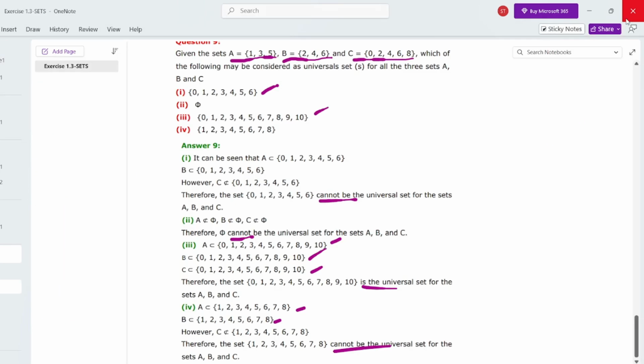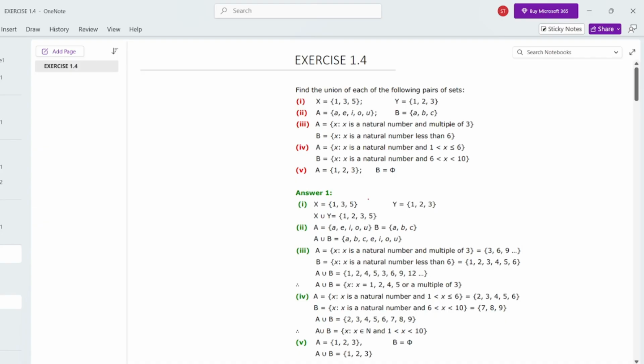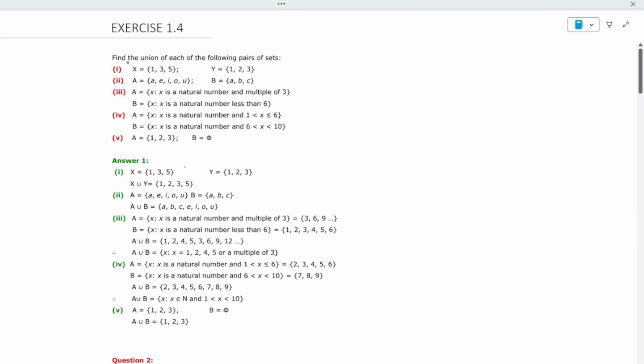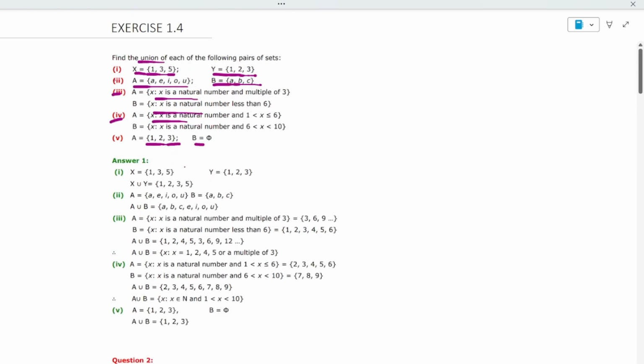Now let's move on to exercise 1.4. Let's start with the first question, that is they have given the union of each of the following. X is given as 1, 3, 5, Y is given as 1, 2, 3, A is given as A, E, I, O, U, B is given as A, B, C, and here third, fourth question they have mentioned in set builder form, and again they have mentioned that A as 1, 2, 3 and B as null set. First let's see, we have to find the union of each of the following sets.